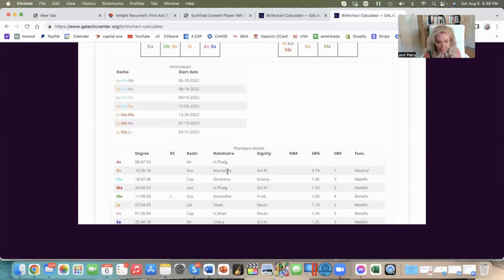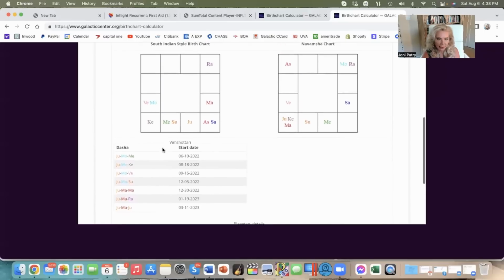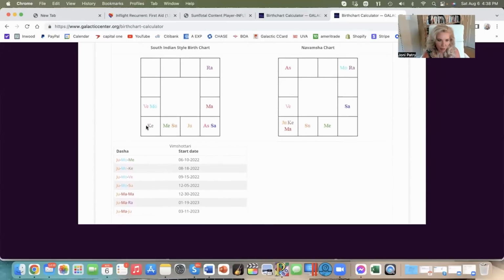But what you can see is here are the nakshatras that your planets are in. And the most important nakshatra for you will be your moon's nakshatra, which is right here. The moon is in Capricorn in Shravana. And the moon sits at 18 degrees 47 minutes. And the moon, what house is it in? Let's go 1, 2, 3, 4, 5. It's in the 5th house.